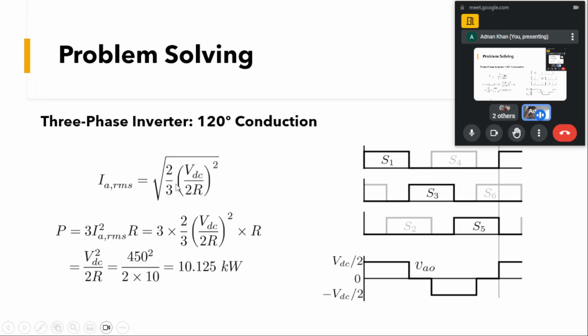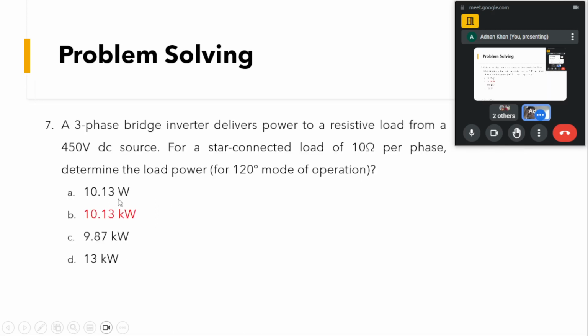And when you have the RMS current for a single phase, you can calculate the overall power for one phase and then multiply by 3 for three phases, and that will give you the total power. Here it comes out to be equal to 10.125 kilowatt, and that is the answer to this question. 10.13 kilowatt, that is B.